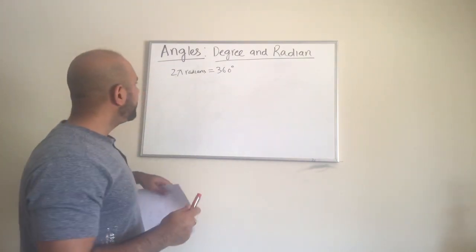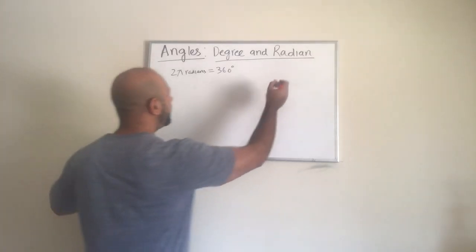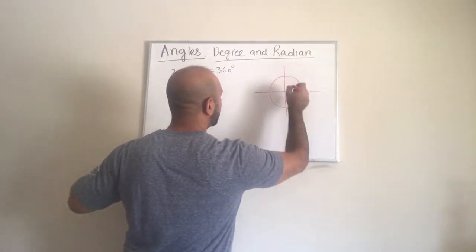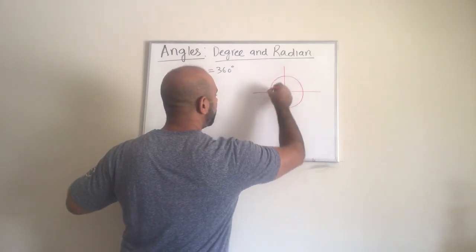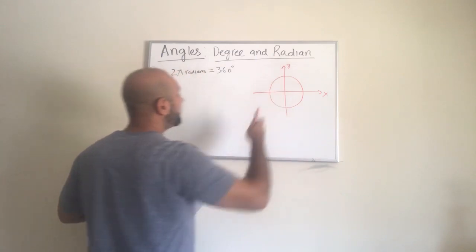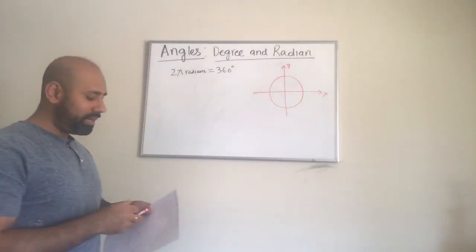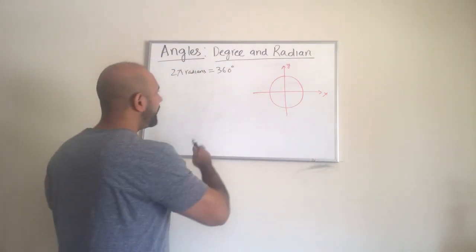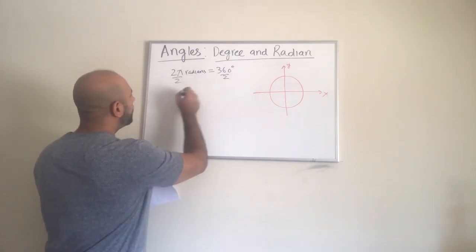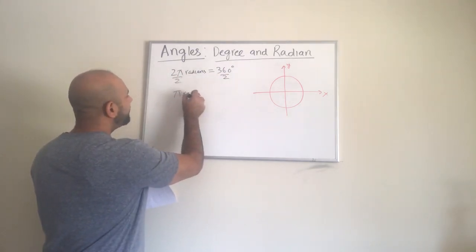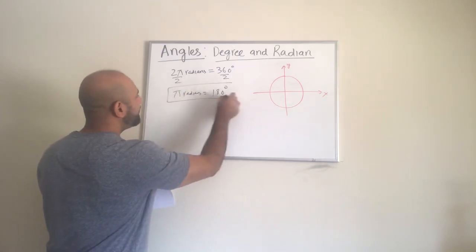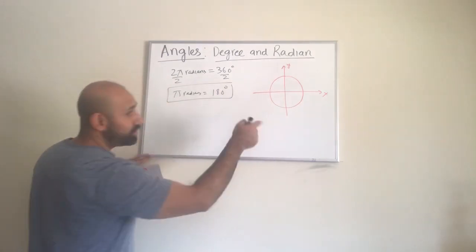So guys, if 2 pi radians is 360 degrees, then let us look at it also from a visual. So let's say this is that unit circle. As we complete one complete revolution around this unit circle, we get 360 degrees, and at the same time we get 2 pi radians. Now based on that, if I divide both sides by 2, then I will get pi radians equals 180 degrees. So how does that translate in the unit circle?